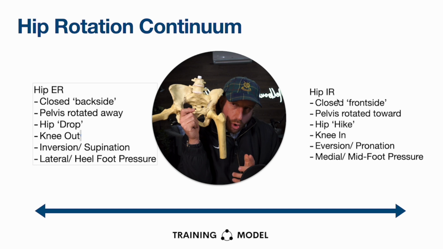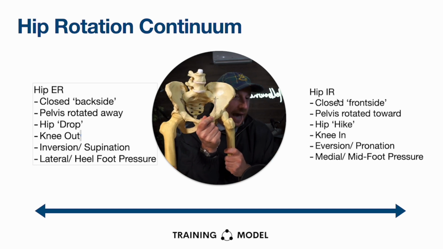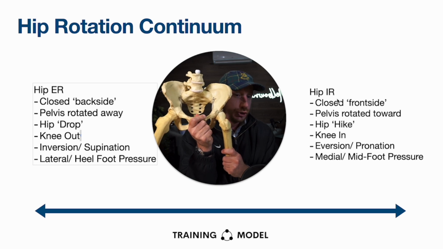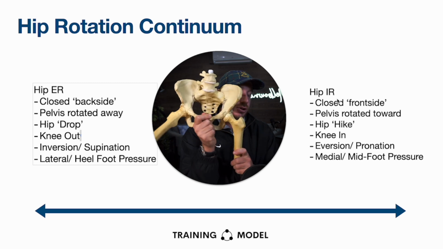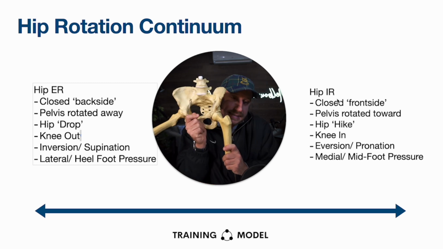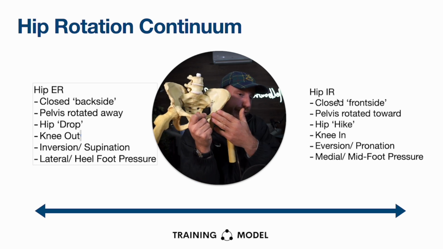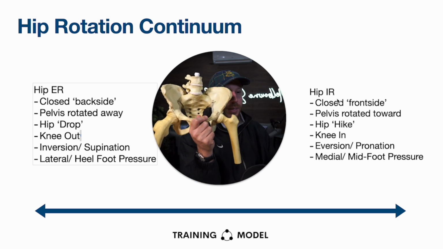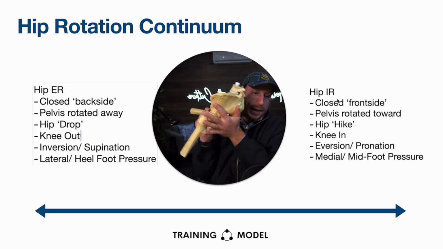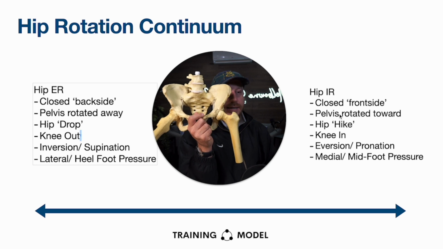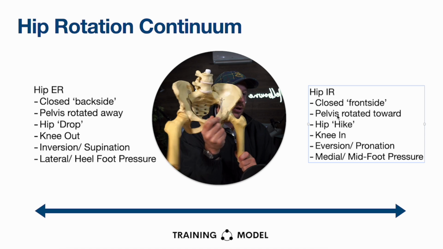But what is more common and not understood enough is that the pelvis is actually probably what's driving the majority of your hip internal rotation, because the pelvis is your center of mass. So the center of mass needs to come over that stance leg in order to close the front side to create hip internal rotation. So we're looking to close the front side. In hip ER, we're looking to close the back side. The pelvis is rotated towards the leg for hip internal rotation.